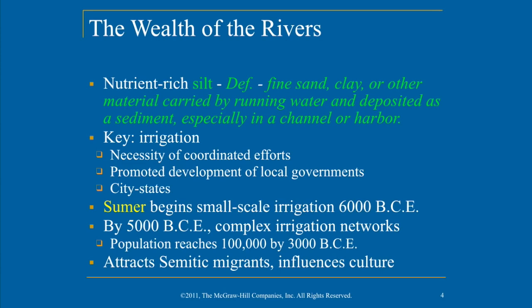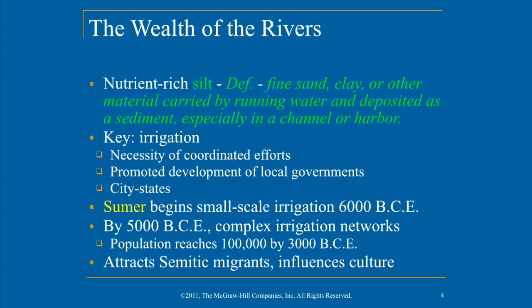And this nutrient-rich silt is defined as fine sand or clay or other material carried by running water and deposited as a sediment, especially in a channel or harbor. And the nice thing about this is, for people who are looking to farm, if you have this good silt, it holds a lot of nutrients for your plants to grow. It holds a lot of water in the silt itself, so it's easily irrigated. And oftentimes it's easily dug out because it's a softer kind of material than clay or rock. And it's easier to farm in those areas.